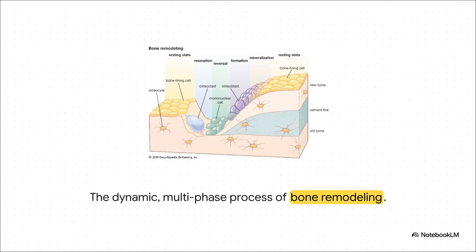So this is how it all plays out, this dynamic cycle of bone remodeling. It all starts in a quiet, resting state, where the bone surface is just covered by these bone-lining cells. Then the process kicks off with resorption. The osteoclasts, that demolition crew, arrive on the scene and start breaking down a section of old bone, digging out a little pit. After that comes the reversal phase. The osteoclasts leave, and the site gets prepped for new construction. Finally, we have the formation phase. The osteoblasts move in, lay down a new osteoid matrix, and then that matrix slowly mineralizes, filling in the pit and making the bone whole again.